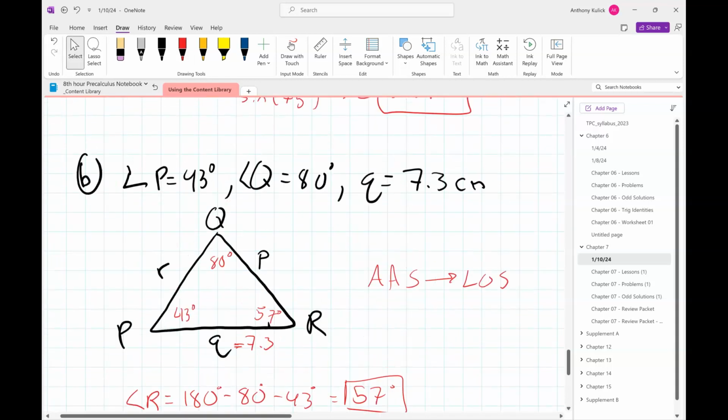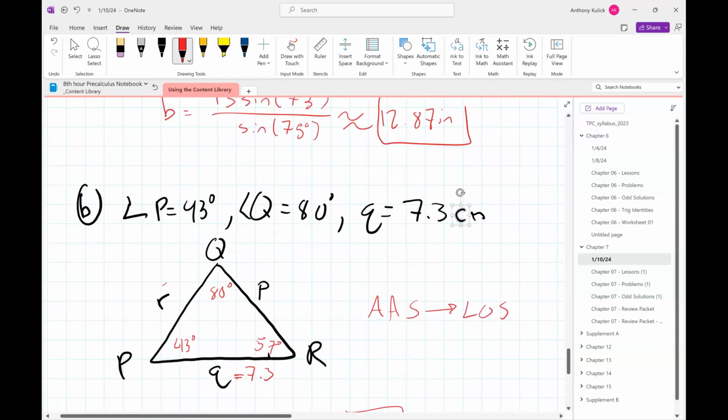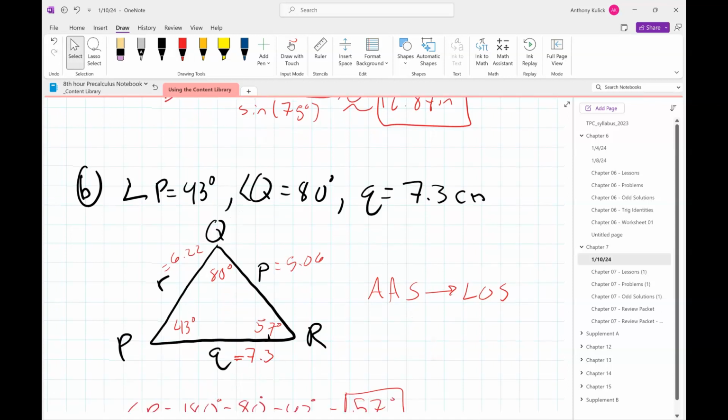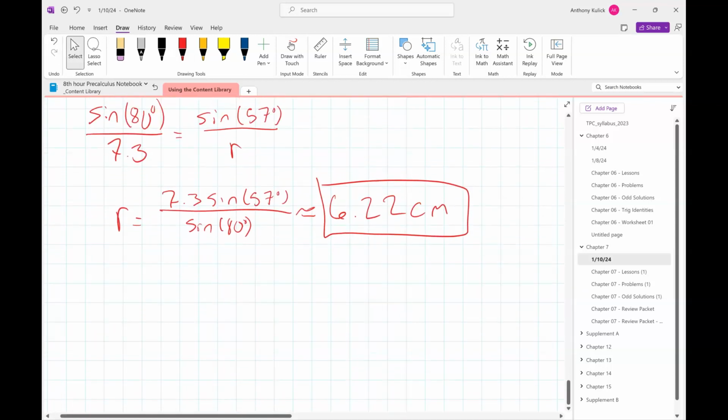My last step is I'm going to go back up here and fill those in, and just double check that the smallest angle is opposite the smallest side, the middle-sized angle is opposite the middle-sized side, and the biggest angle is opposite the biggest side. That all looks good to me. You guys agree? Best we can hope for. All right.